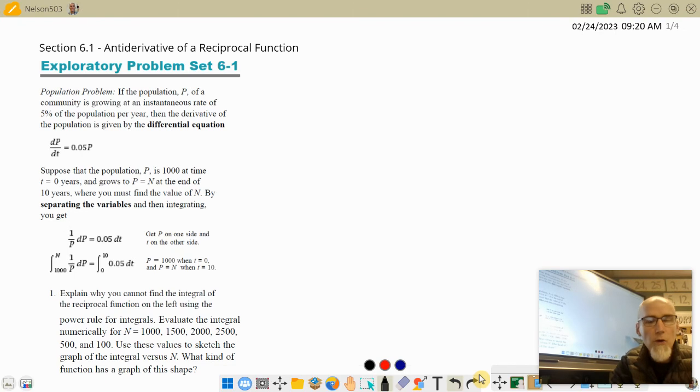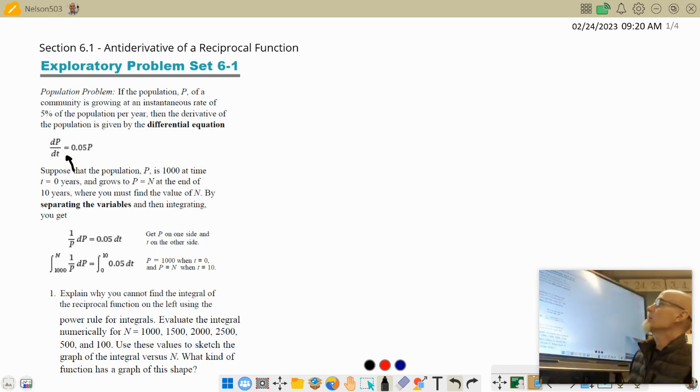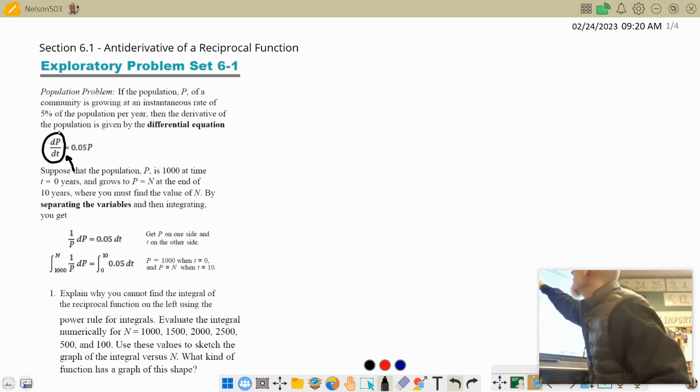Hey folks, I hope when you read this, it made some sense. Sometimes the math book is tough to understand. What they're saying here is that we have a differential equation. We have an equation because you can see there's an equal sign right there. And it's called a differential equation because you've got a derivative, a rate of change.